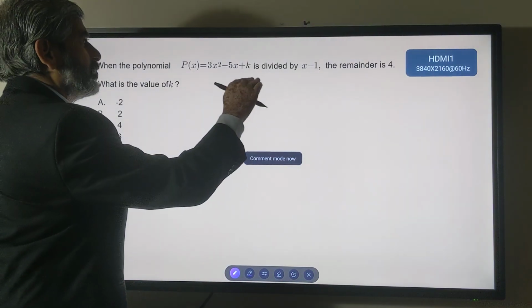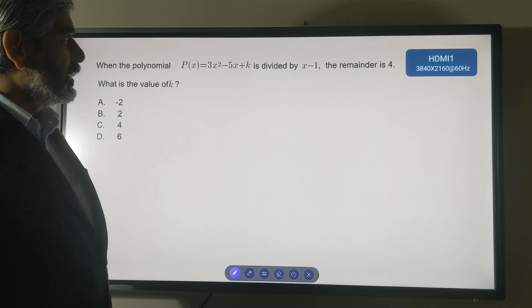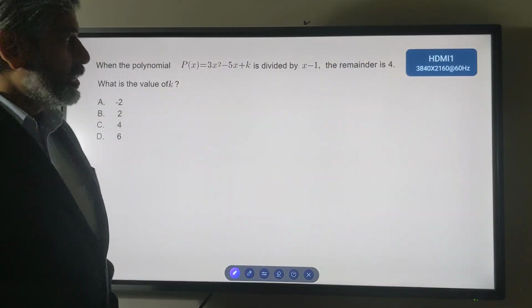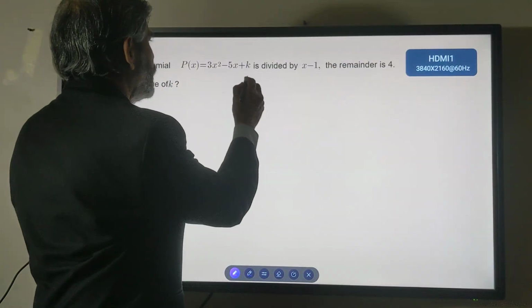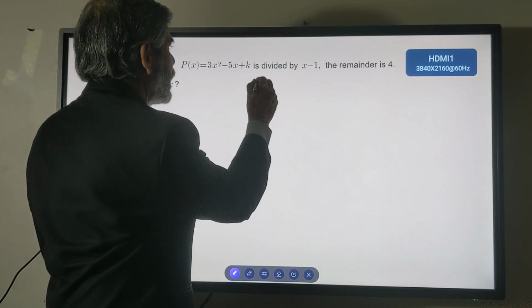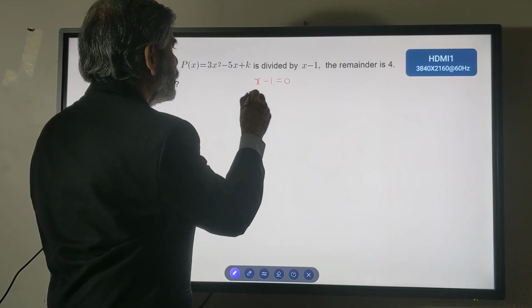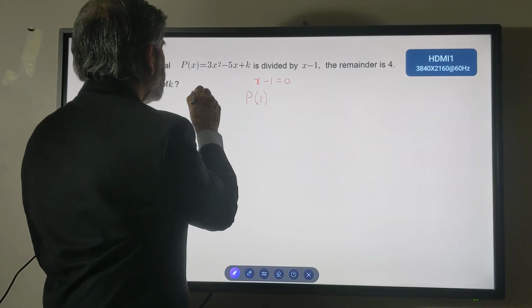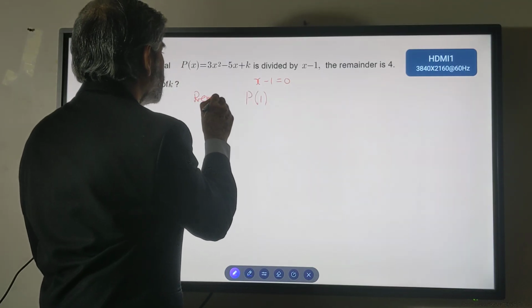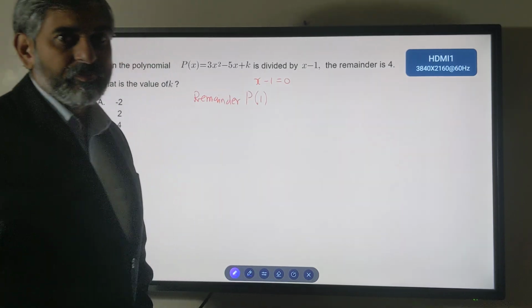If this is the polynomial, and if this polynomial is divided by x minus 1, then the remainder is 4. What I can also say is that if this polynomial is divided by x minus 1 equal to 0, then the remainder is given by p(1). This is the remainder. That's from the polynomial remainder theorem.